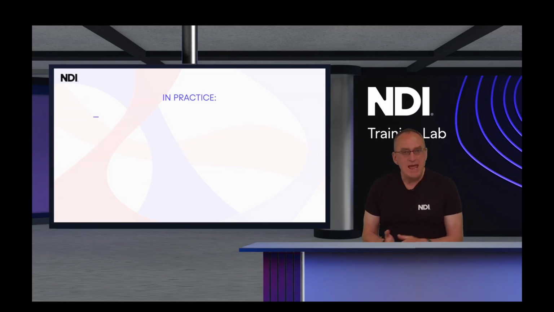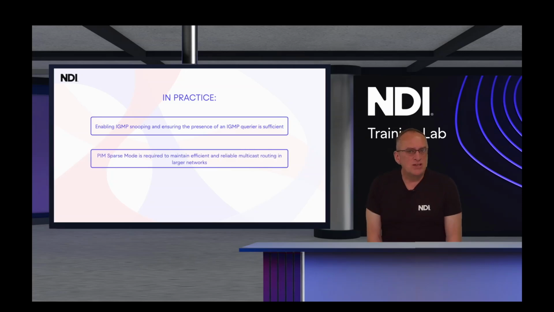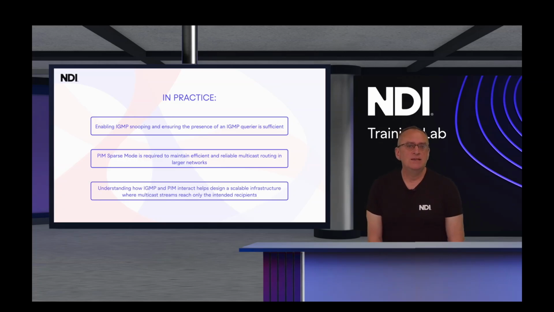In practice, enabling IGMP snooping and ensuring the presence of an IGMP querier is usually sufficient in small or single subnet networks. PIM sparse mode is required to maintain efficient and reliable multicast routing in larger or segmented networks, especially where NDI sources and receivers span multiple VLANs or routed subnets. Understanding how IGMP and PIM interact helps design a scalable infrastructure where multicast streams reach only the intended recipients locally and across the wider network.